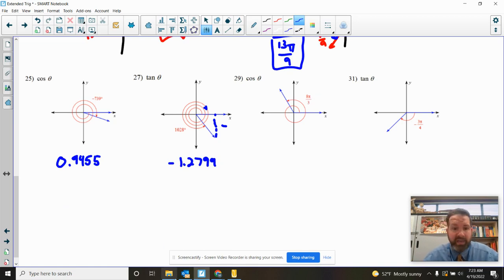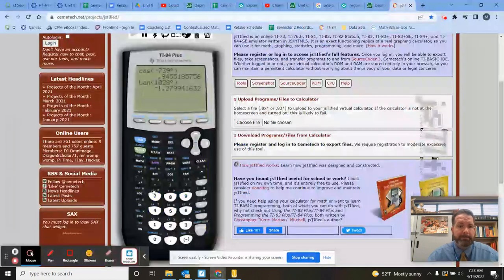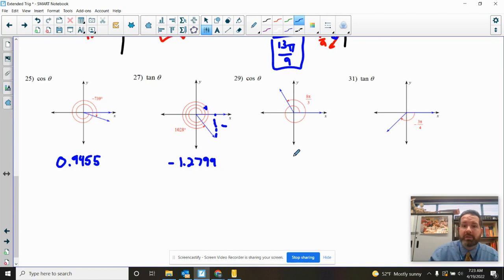Now here, cosine 8 pi over 3. Because my calculator is already in radian, I don't have to do anything. That ends up being negative a half. Let's make sure that seems reasonable. Cosine is x's. And over here, the x is a negative number. Yeah, I accept that as being true.